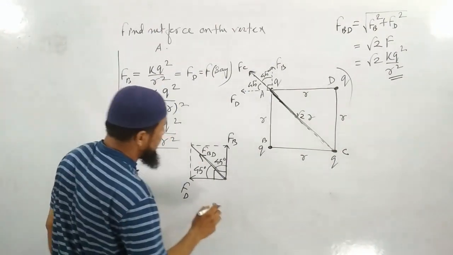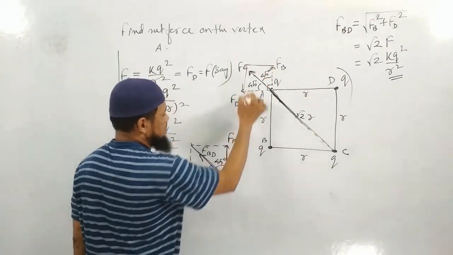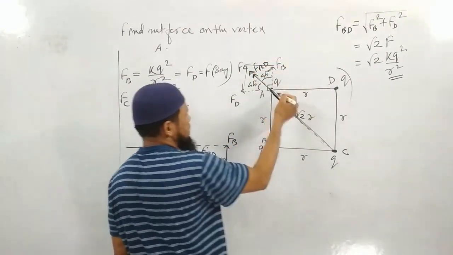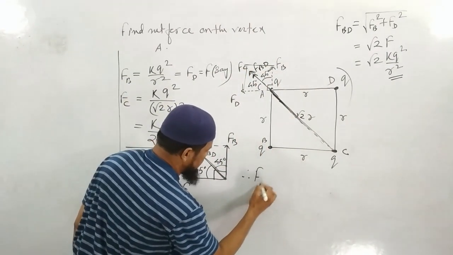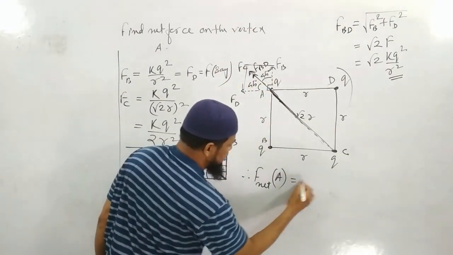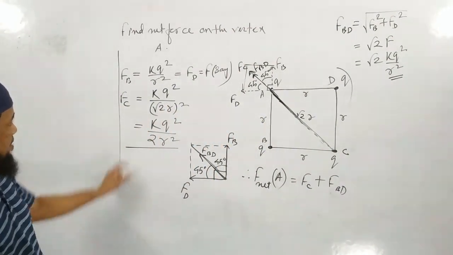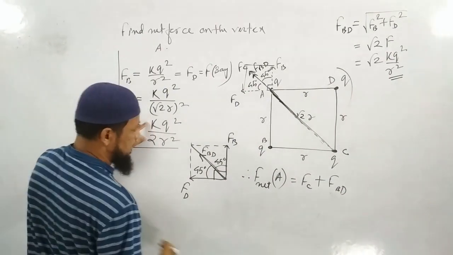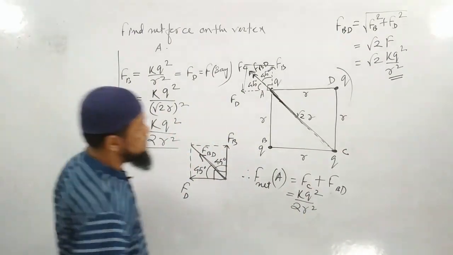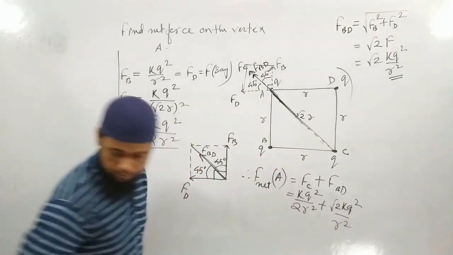Now see what exactly I said. FBD and FC are going to be along the same direction. This is the direction of FBD, and this is also the direction of C. Therefore, net force at the vertex A will be the sum of these 2 forces, FC plus FBD. How much is FC? K q square by 2r square. And how much is FBD? Root 2 k q square by r square.